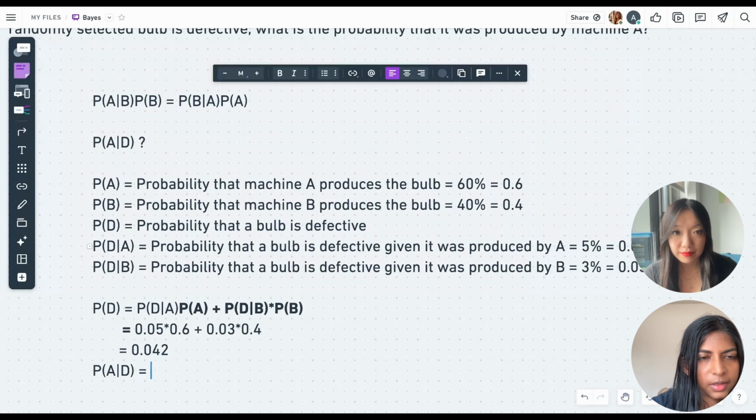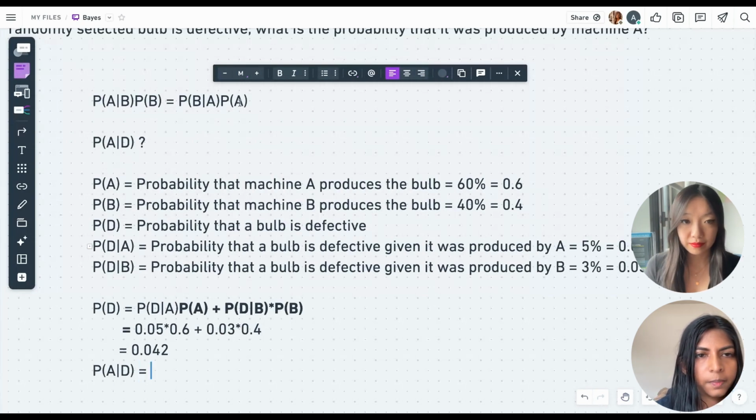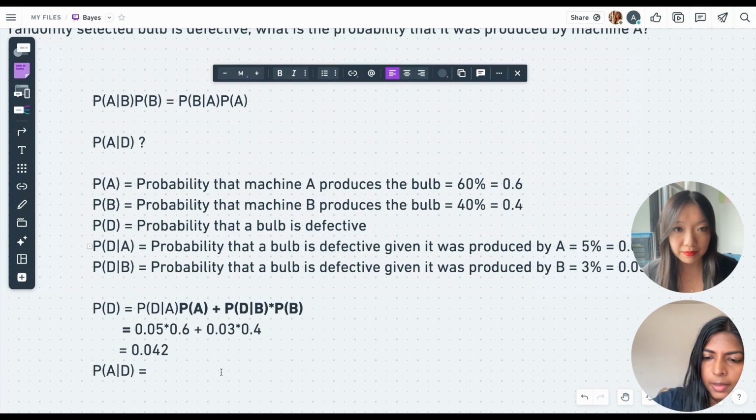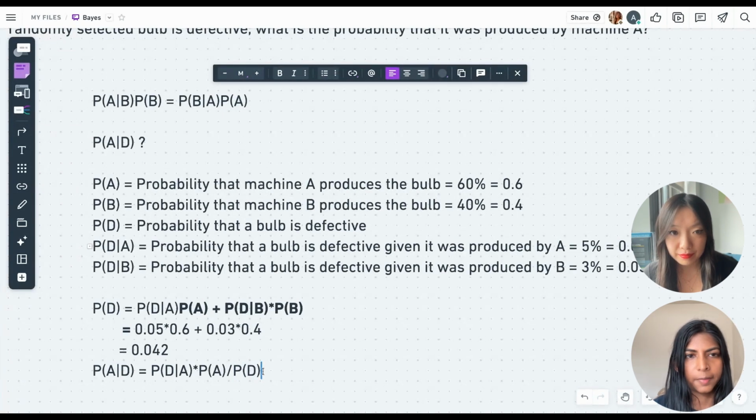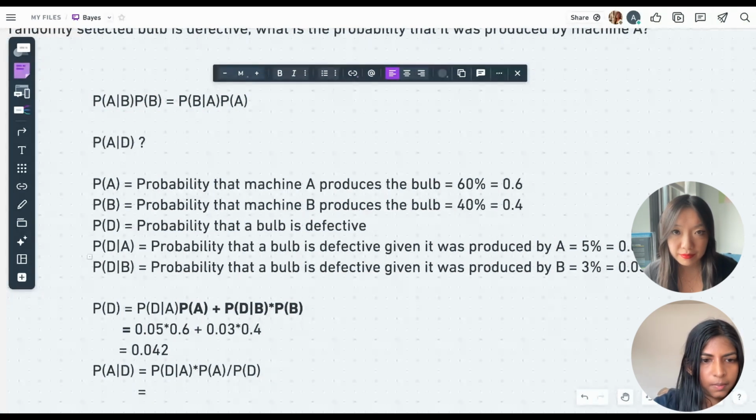So P(A|D), if we use the Bayes theorem, that'll basically be P(D|A) times P(A) divided by P(D). So here I basically just plugged in the values into the Bayes theorem formula. And now we have all of these individual components, so I can just go ahead and plug those in.